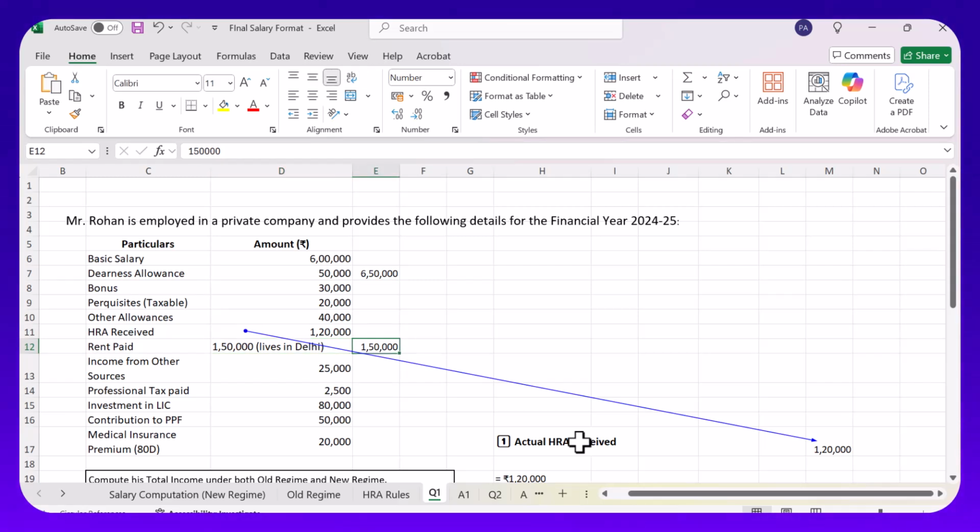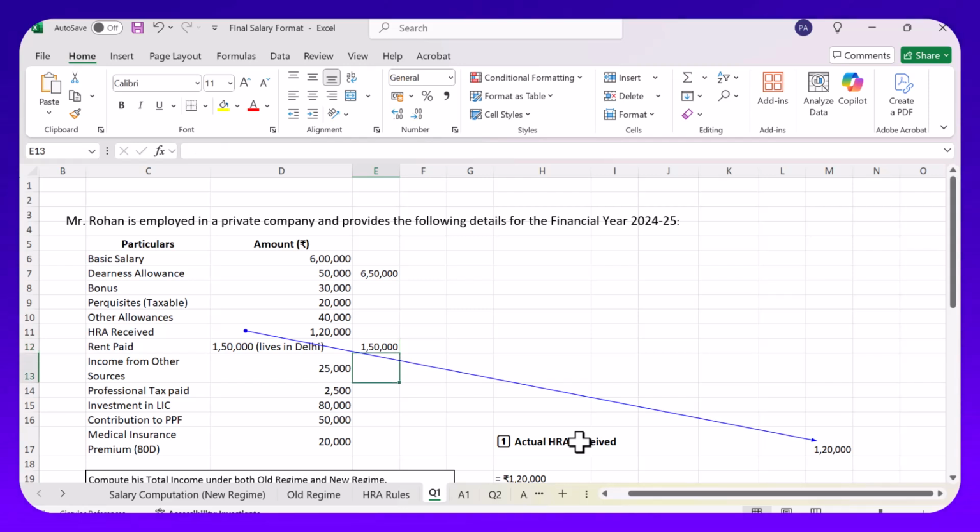Now he is getting an HRA of 1,20,000, but he's paying rent more than what he's getting from his employer, isn't it? So normally, in such a case, he should be fully exempt. Normally the logic says that if you are paying more rent than what you are getting from your employer, you should be fully exempt from the HRA. But that is not the case.